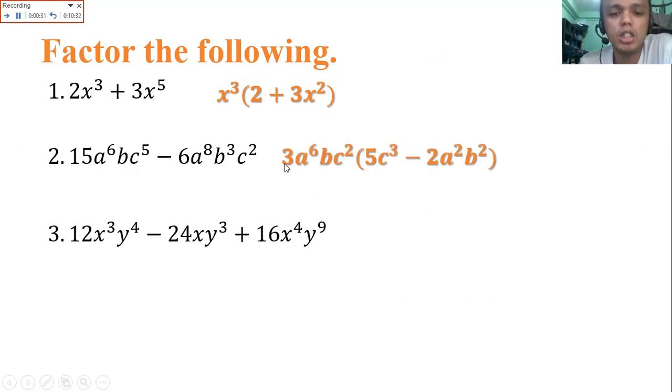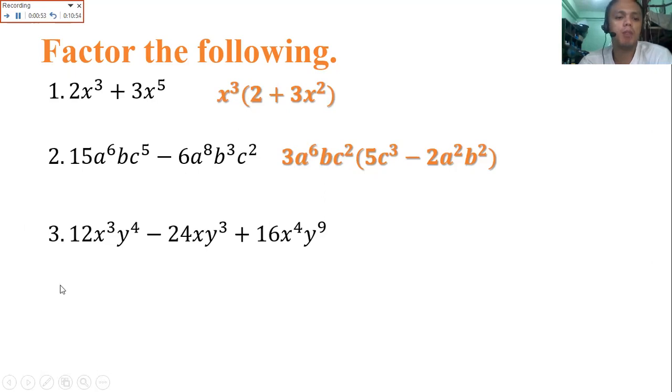Then the factor is 3a raised to 6bc squared, which is the common monomial factor, common niya sa kanilang dalawa. Then divide mo to sa each of these terms. And then the quotient will become this one, 5c cubed minus 2a squared b squared.